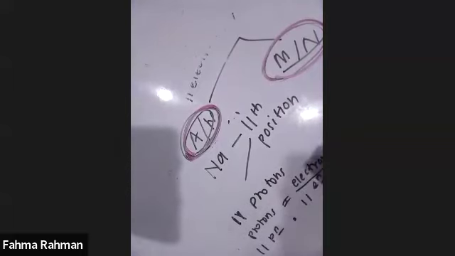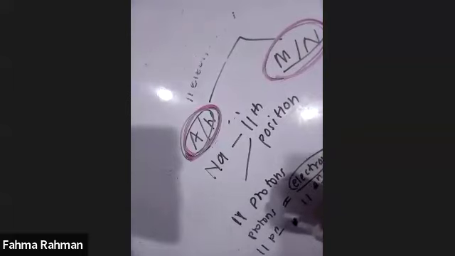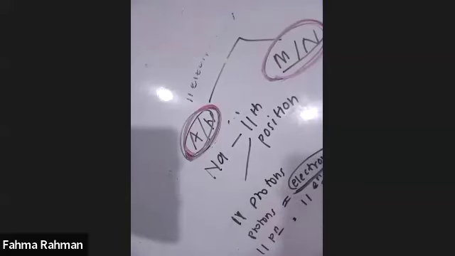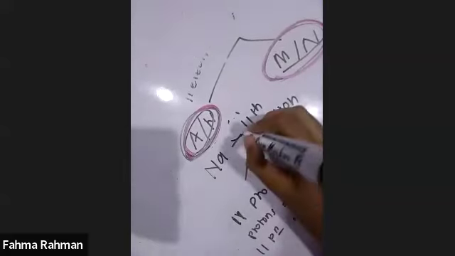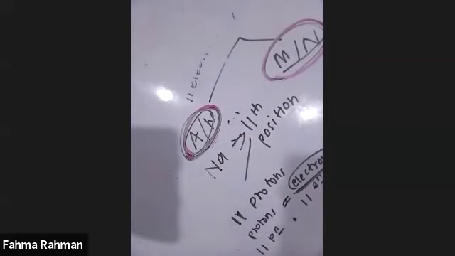The number of electrons is decided by the number of protons present in the atom. If there are 11 protons in the atom, then there are 11 electrons as well. So sodium is in the 11th position in the periodic table, and there are 11 protons as well as 11 electrons.